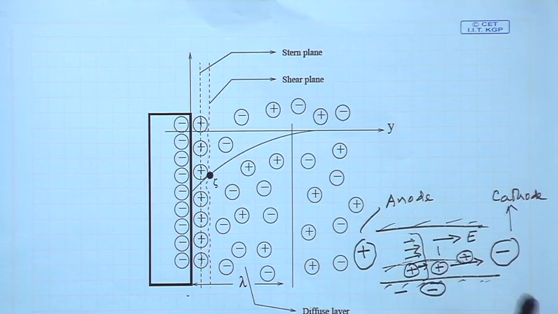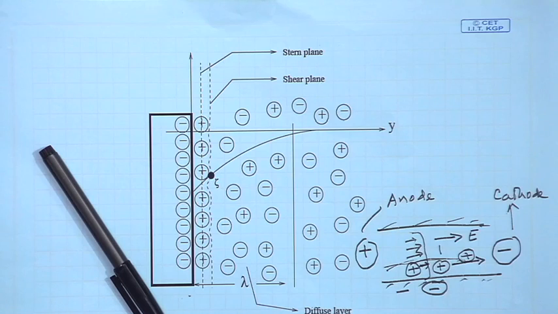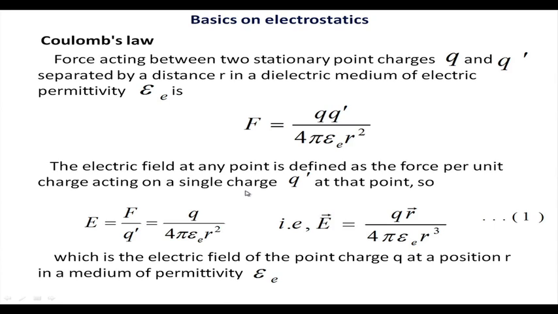Okay. Now, we intend to do the modeling of this kind of situation. Before that, we have to understand the electrostatic terminologies and how we quantify the effects of charges and other things. So, first we talk about Coulomb's law.